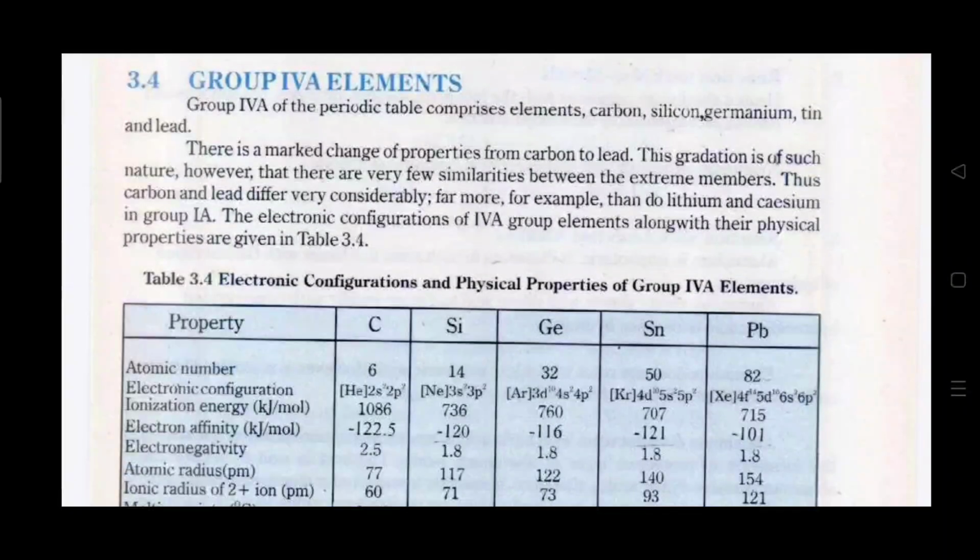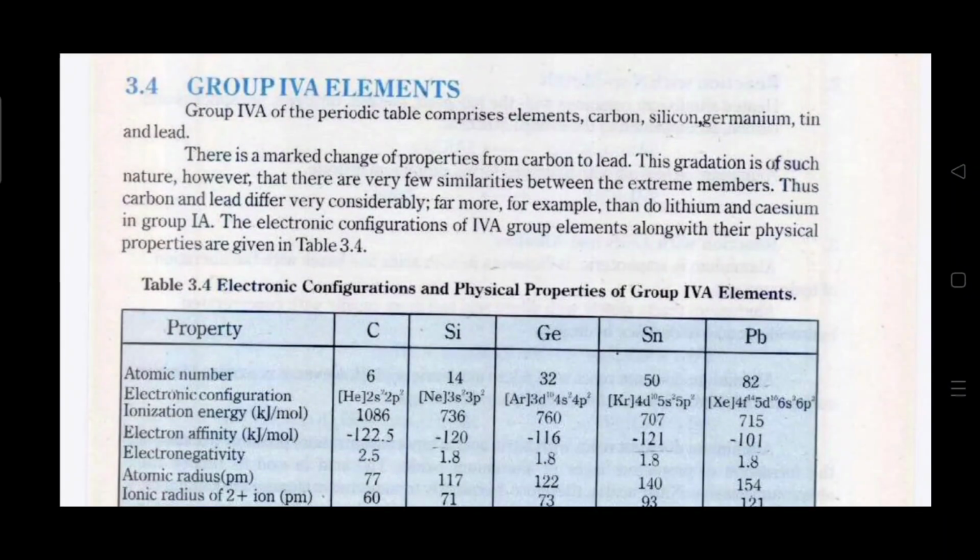The elements of Group 4A are carbon, silicon, germanium, tin, and lead. They have 4 electrons in the outermost shell. 2 electrons are in the s orbital and 2 in the p orbital, while 2 electrons are unpaired.